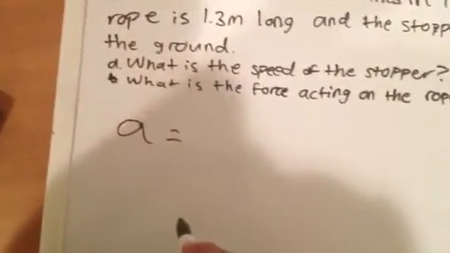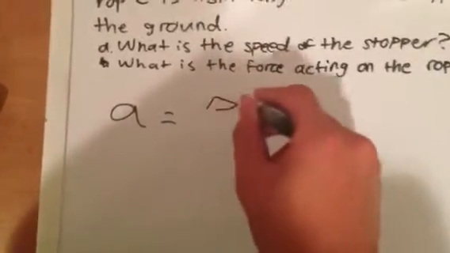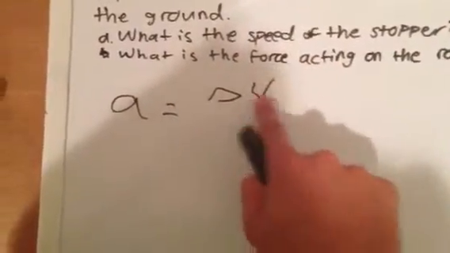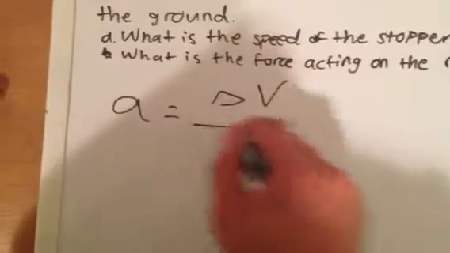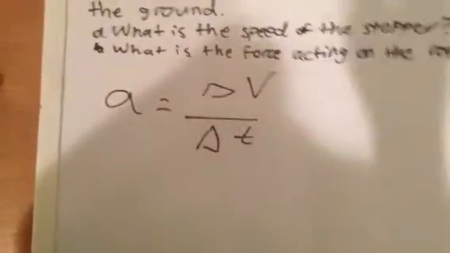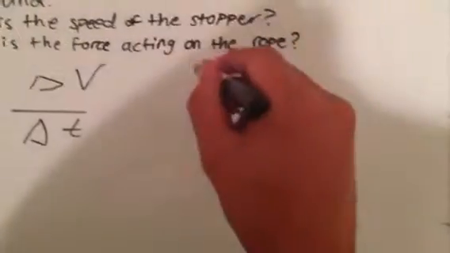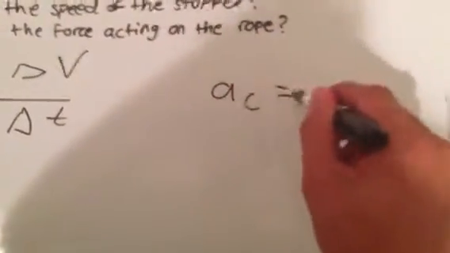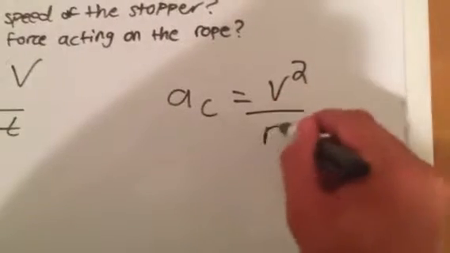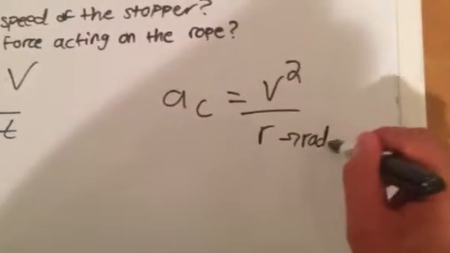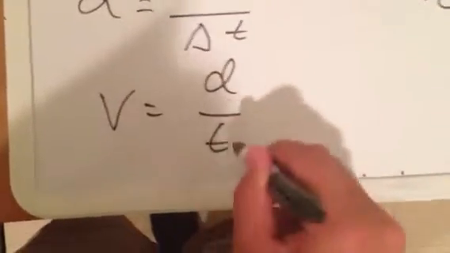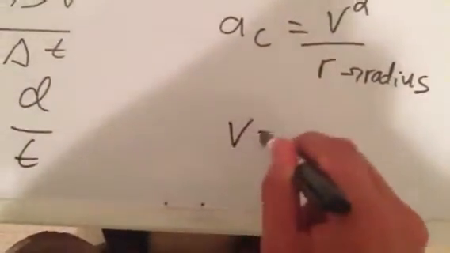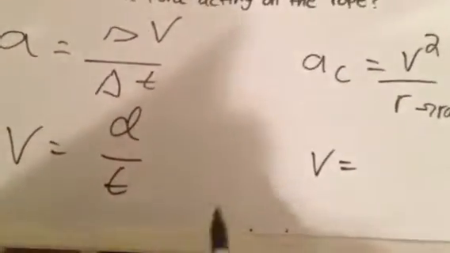How would you calculate the acceleration? That would be the change in velocity over the change in time. But when it comes to centripetal acceleration, the equation is different. It is actually equal to v squared over r, where r is the radius. So that's different. Now, when we talk about velocity in a straight line, it is equal to d over t. For centripetal acceleration, it is essentially d over t, but it's a little bit different.